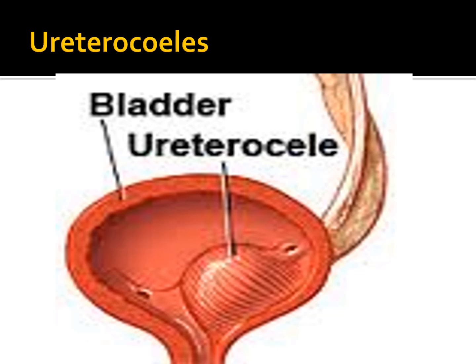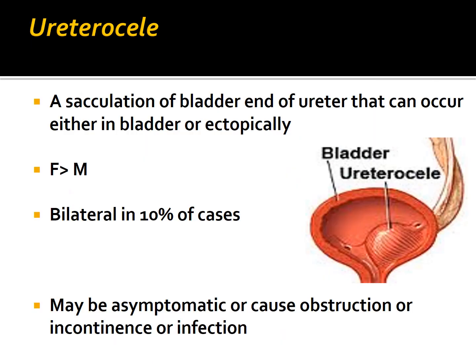Ureterocele. So you can see the figure of a ureterocele. This is inside the urinary bladder. It is a cystic dilatation of the bladder end of the ureter, which occurs either in the bladder or ectopically. So usually it is seen inside the bladder. It can occur outside also.